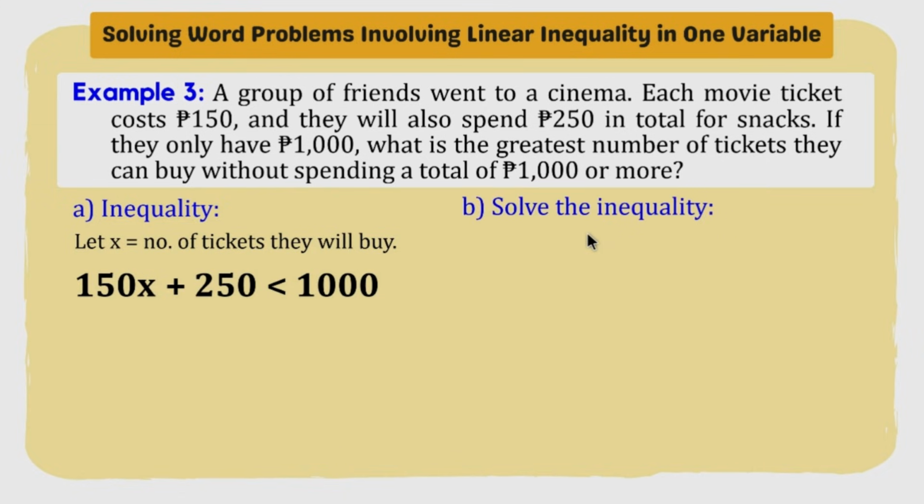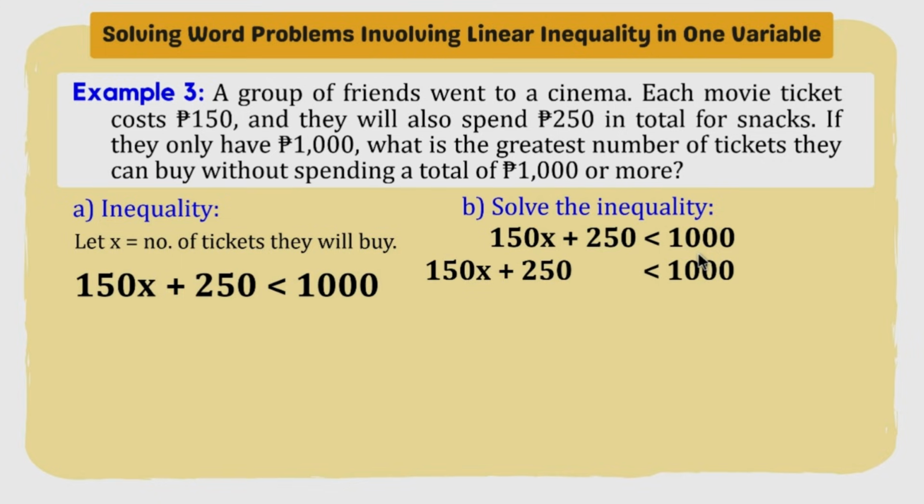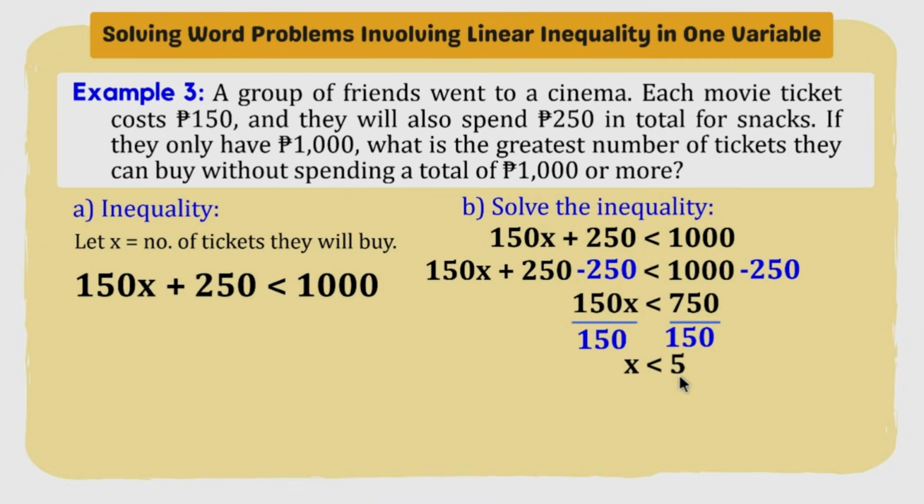Next, we will solve for the inequality, the value of x. So, we have 150x plus 250 is less than 1,000. Therefore, we can use the subtraction property para matanggal si 250. So, 250 minus 250 will be 0. 1,000 minus 250 will be 750. Okay? Next part is we are going now to divide both sides by 150 para maging 1 lang po ito. So, 150 divided by itself is 1. 750 divided by 150 is 5. So, therefore, our answer is x is less than 5.